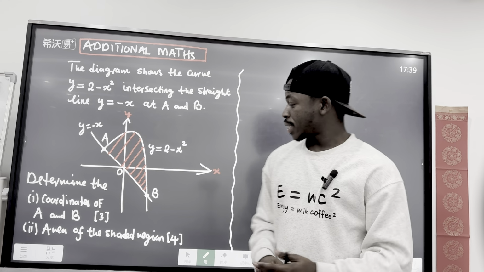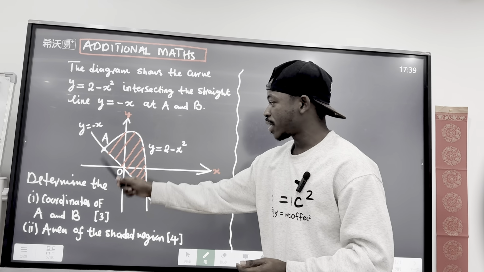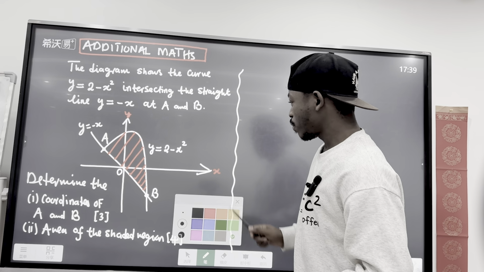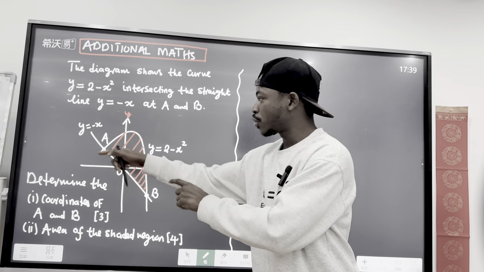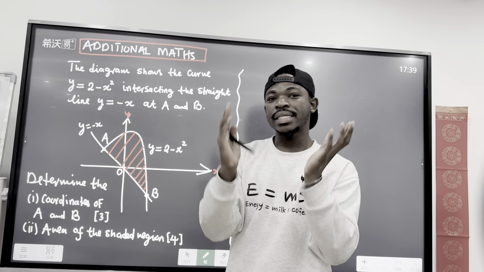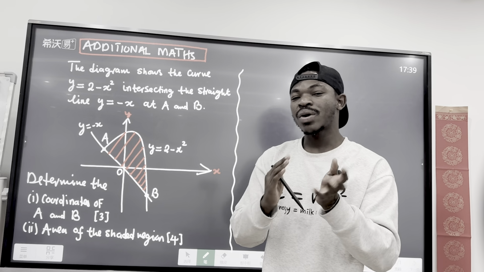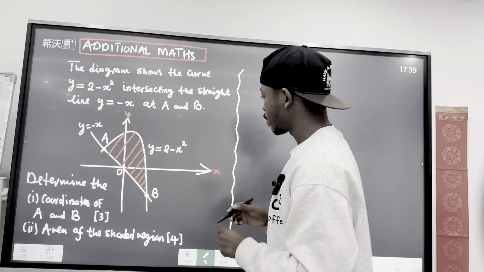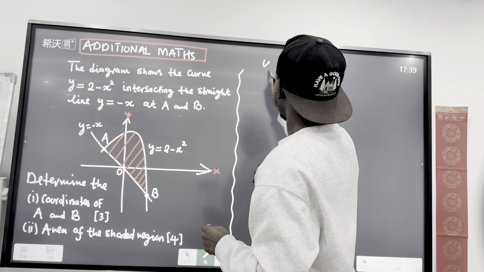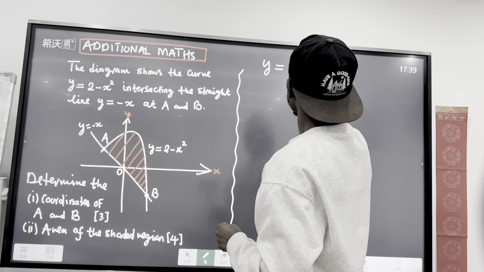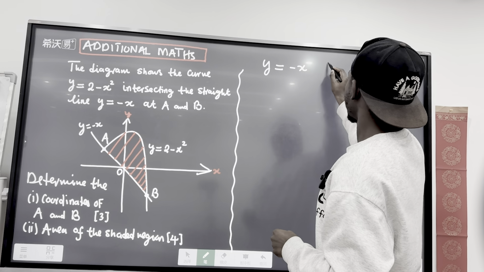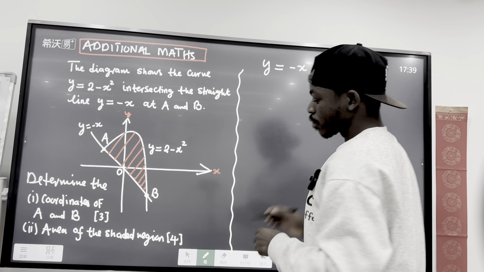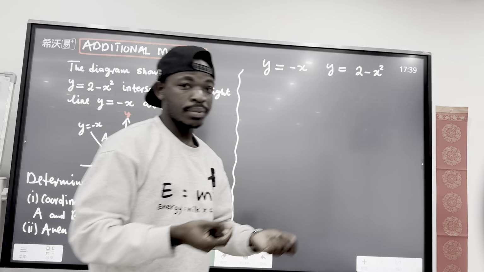So the first question here says find the coordinates of a and b. If I want to find the coordinates of a and b, because the two functions are intersecting, to find the points where they are intersecting, you need to solve the equations simultaneously. So I have y equals negative x. I also have y equals 2 minus x squared. So we're going to solve these two equations simultaneously.